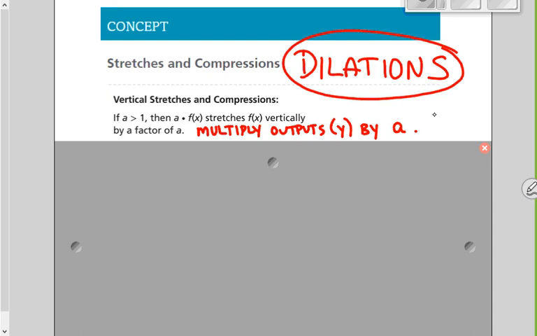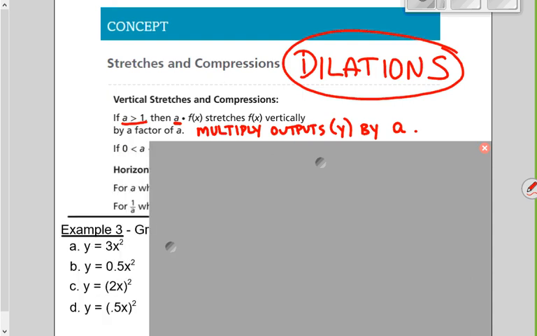So we're talking about dilations here today, and we have vertical stretches and compressions. We are beginning with multiplying the outputs, which are the y values, by a. That's if the a is in front of the parent function and it is a number greater than 1. Down here on the bottom left corner, that would be example 3a.